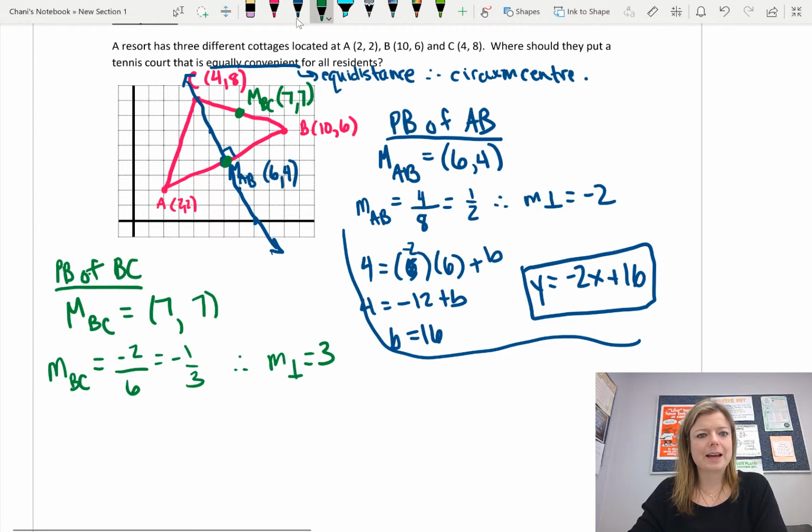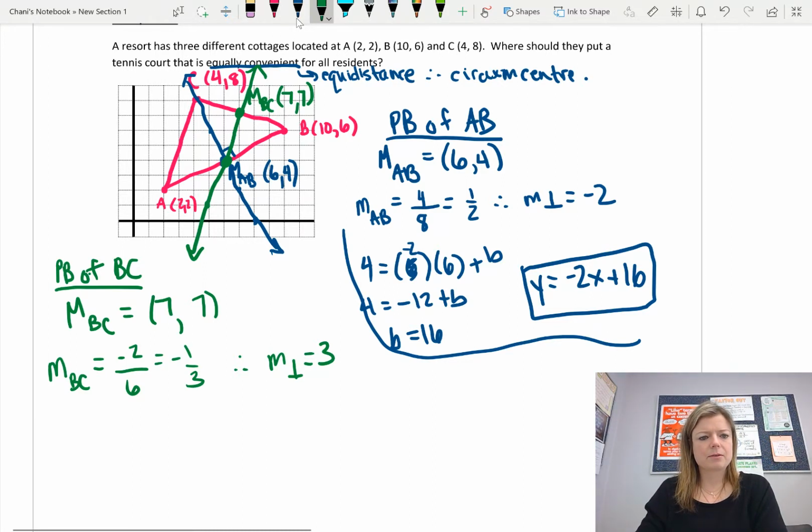Oh, it looks like we actually found our circumcenter since it's the same point there. But we still have to verify it and keep going. Okay, so then the y-intercept is going to be some really low negative number. We can see if the green line continues.